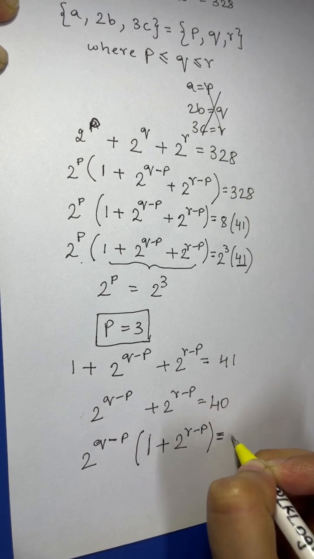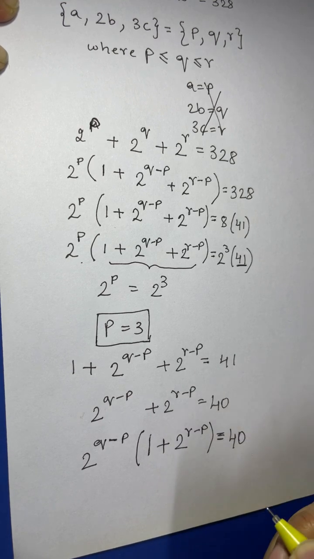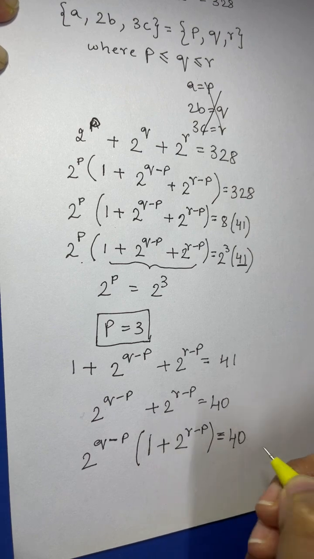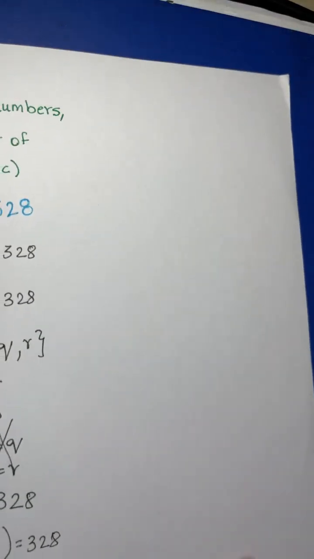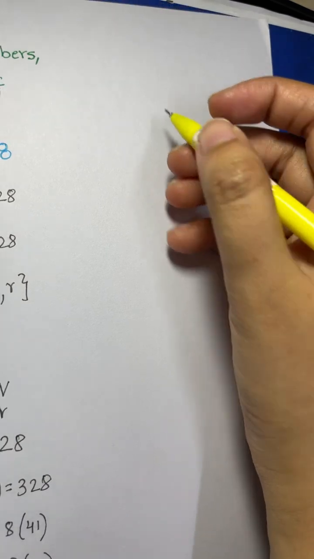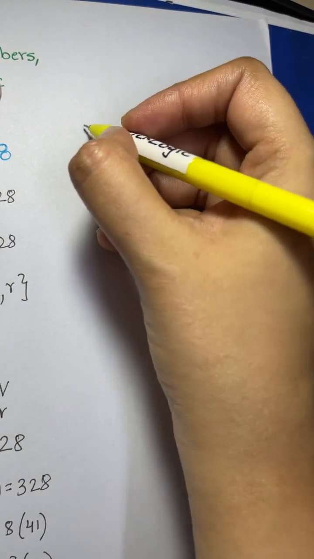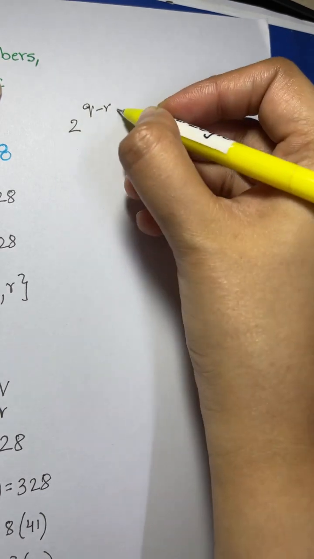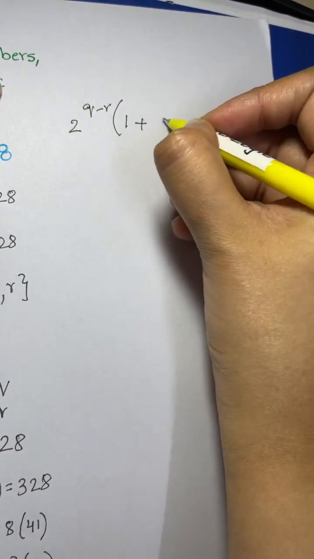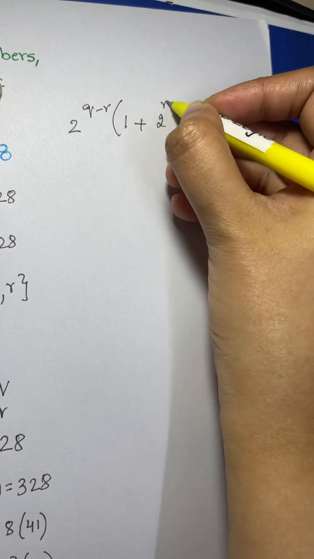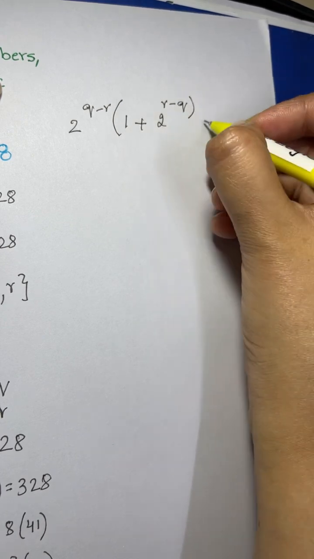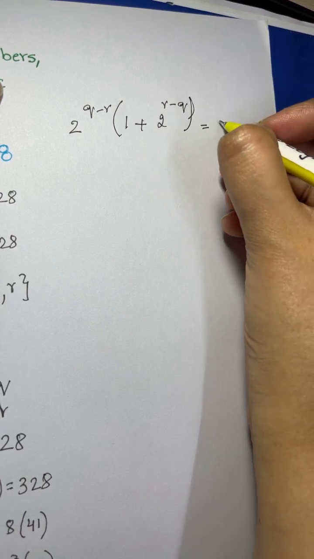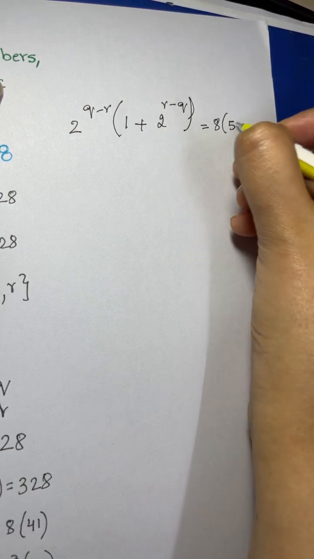This is equal to 40. Now what can you do? 40 can be written as 8 times 5. So we get to write that: 2 to the power of q minus p times 1 plus 2 to the power of r minus q is equal to 40, which can be written as 8 times 5.